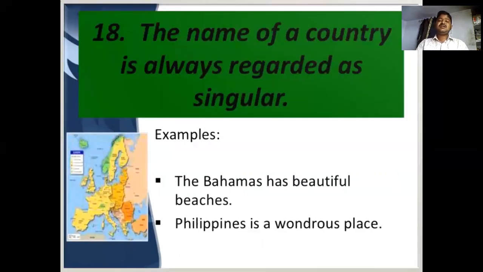The name of a country is always regarded as singular. Like, the Bahamas has beautiful beaches. The Philippines is a wondrous place.